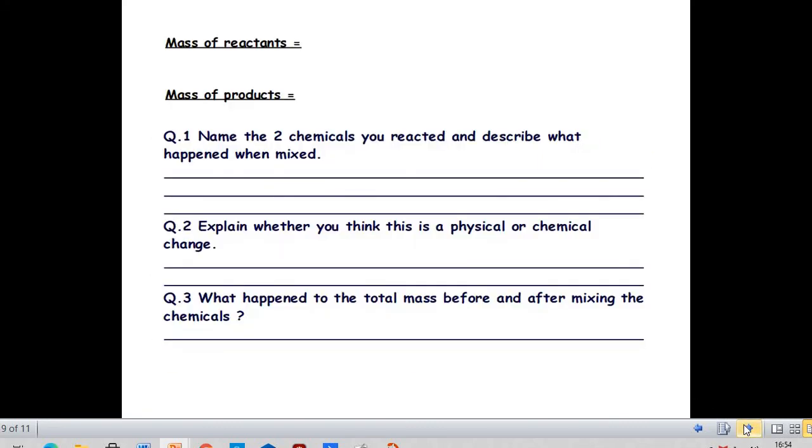So on this page then, you've got the mass of the reactants. That's what you started with. Then you've got the mass of the products. That's what we've ended up with. And then you're going to answer those 3 questions. Name the 2 chemicals you reacted and describe what happened when it mixed. Explain whether you think this is a physical or chemical change, and what happened to the total mass before and after the mixing of the chemicals.